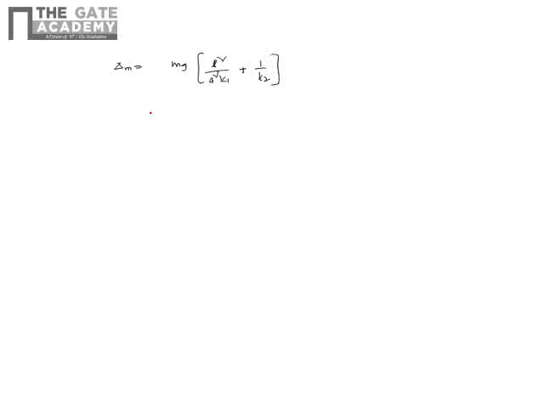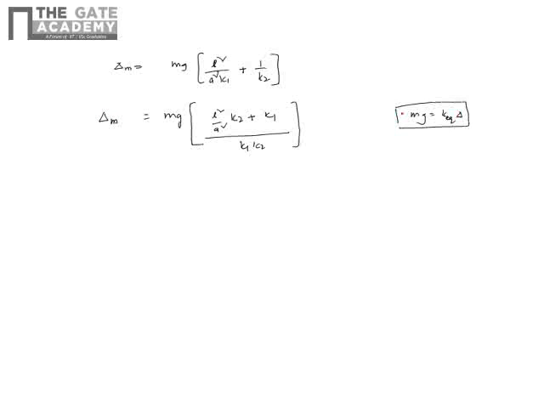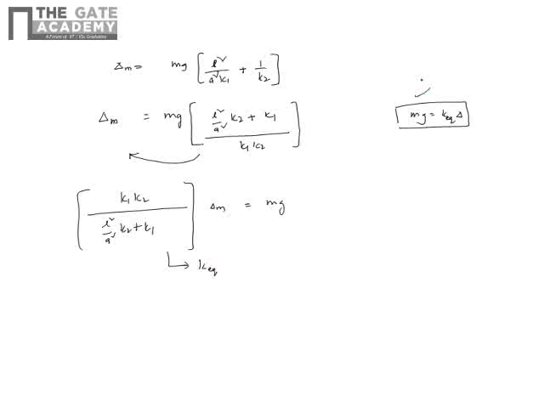Now we need to just find out the equivalent stiffness. Let's take the LCM: L square by A square into K2 plus K1, by K1 K2. That is delta M. We have to express it all in this form: mg is K equivalent into delta. So let's take the entire thing to the side. K1 K2 by L square by A square K2 plus K1 is your equivalent stiffness, with delta M being mg. So this is my equivalent stiffness, comparing with the static equilibrium for only a spring and a mass.